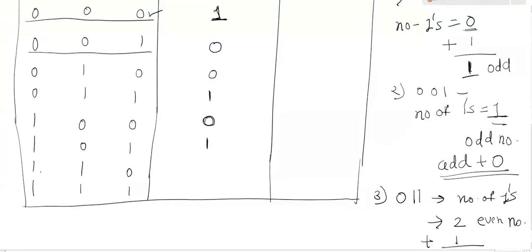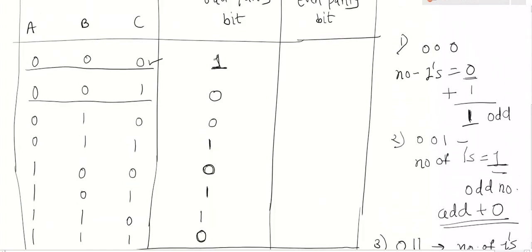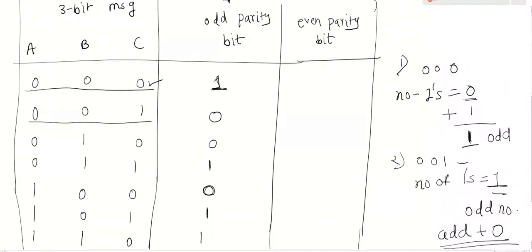Similarly, the next message, 1, 1, 0, has 2 ones. 2 is an even number. To make the number of ones odd, I need to add the extra bit as 1. So the number of ones will become 3, and that 1 is the odd parity bit. Similarly, 1, 1, 1. Here in this case 3 ones are available. 3 is an odd number, so no need to add an extra bit as 1. Add the extra bit as 0. Clear?